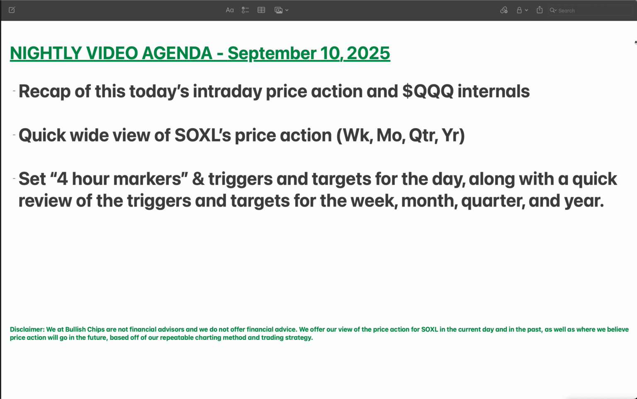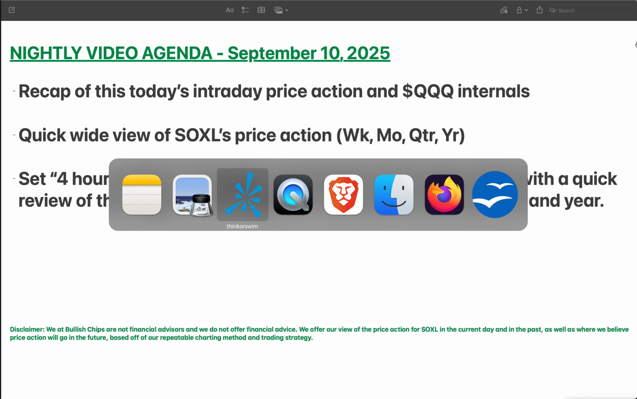For today's agenda, we're going to recap today's intraday price action and look at the QQQ internals as well. We'll take a quick view of the price action for the week, the month, the quarter, and the year, and then we'll get into our 4-hour markers and triggers and targets for tomorrow, and we'll review the ones for the week, the month, the quarter, and the year. So just looking at the charts, let's get in here.